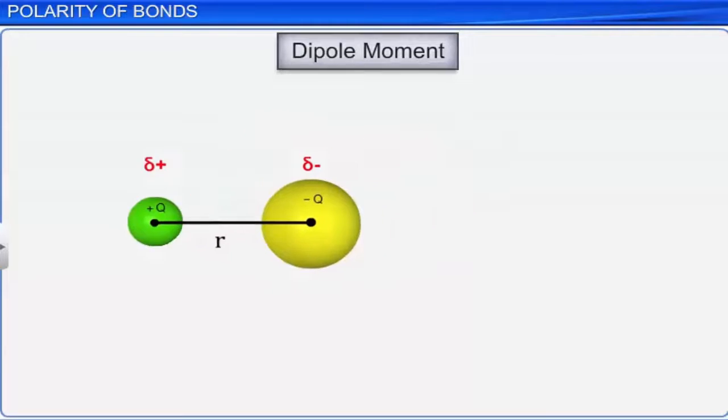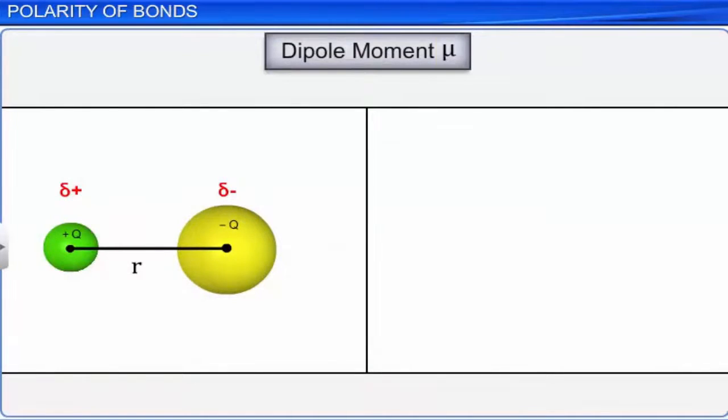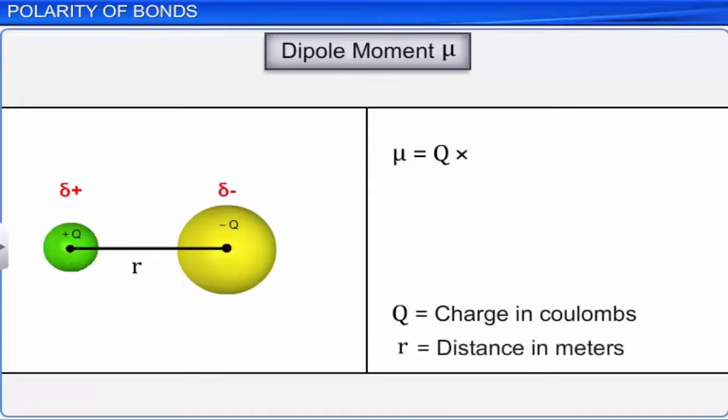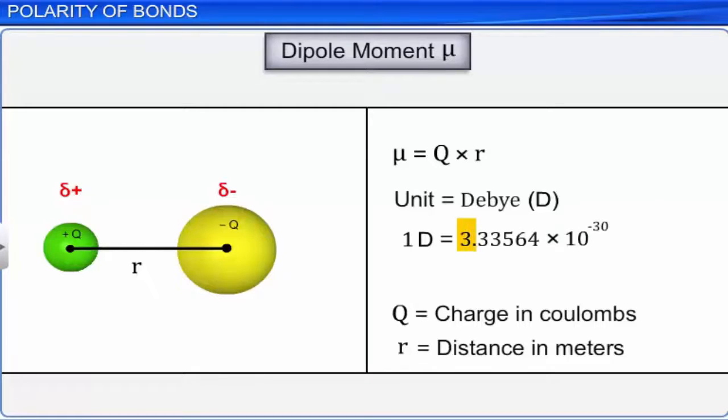Dipole moment is denoted by mu and is equal to the product of charge Q in coulombs and distance of separation R in meters. Dipole moment is a vector quantity, which means it has both magnitude and direction. The unit for dipole moment is called debye and is denoted by D. 1 D is equal to 3.33564 times 10 to the power minus 30 coulomb meter.